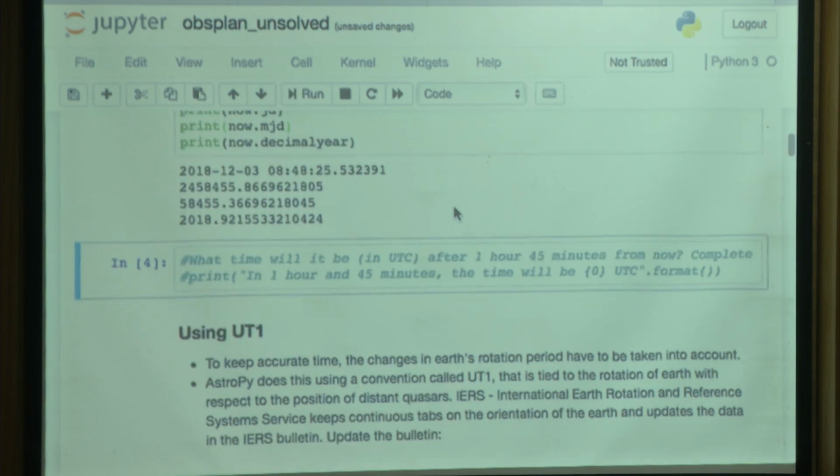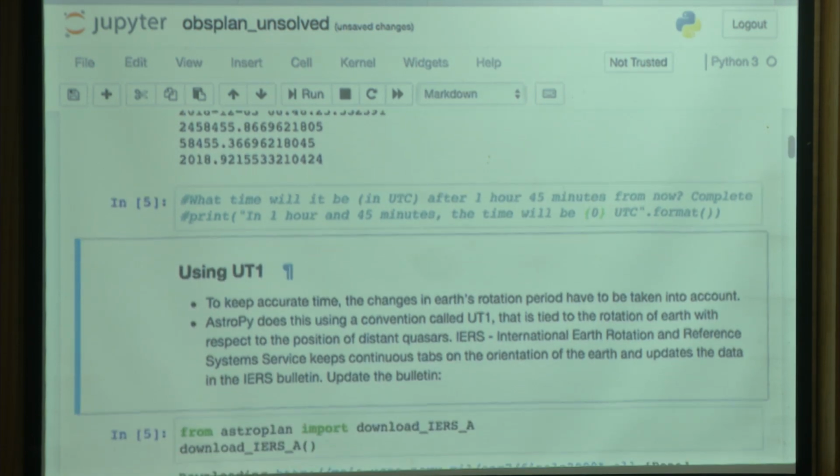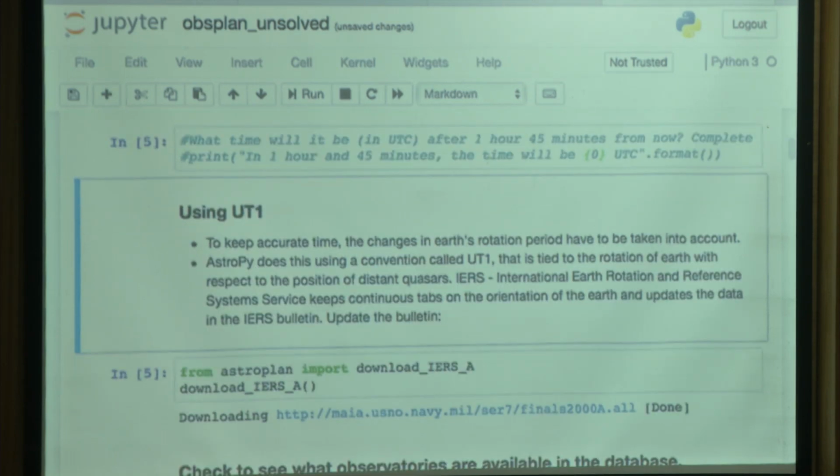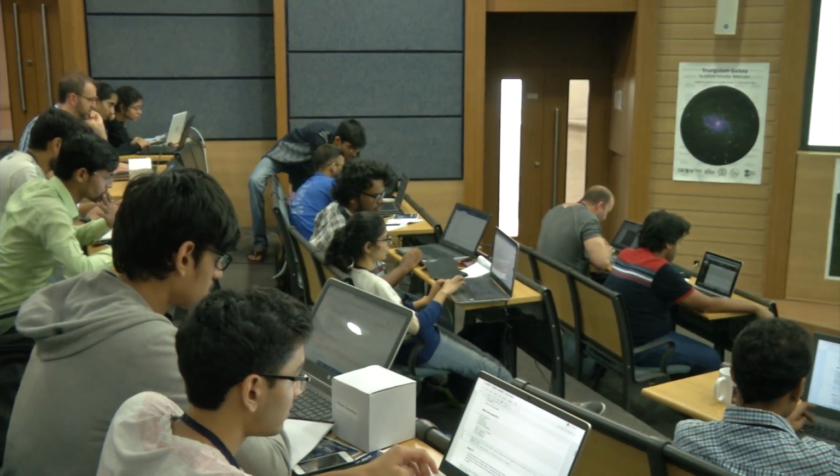So now let's see a simple exercise. What time will it be after 1 hour 45 minutes from now in UTC? Right, so you can just fill in the blanks yourself. Just try doing this. Should I pause for everyone? Yeah, sure.